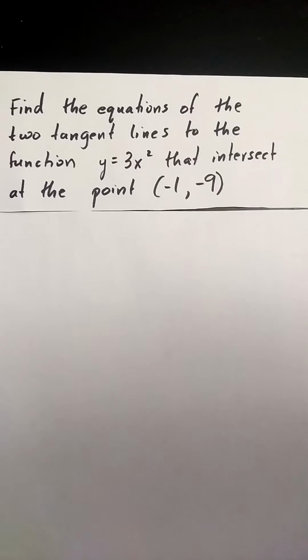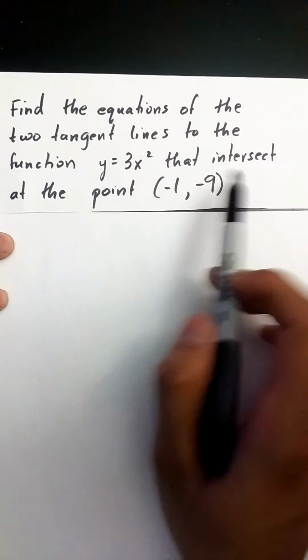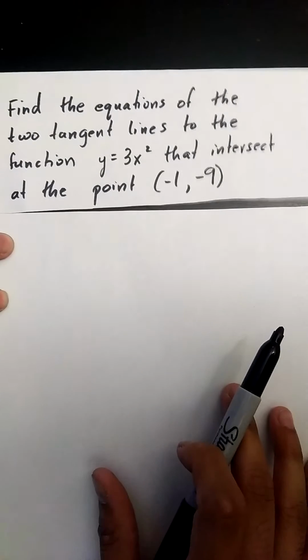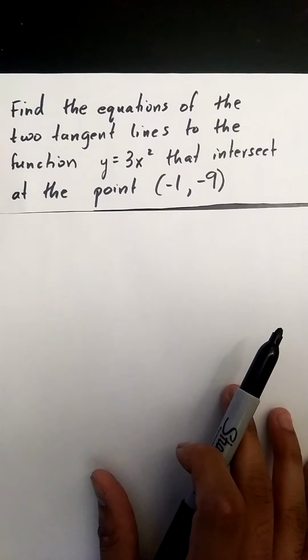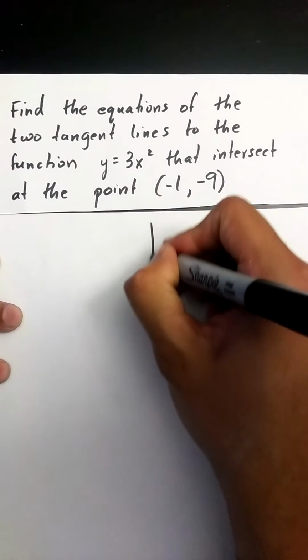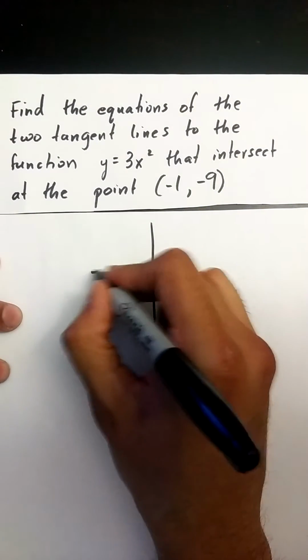Alright, so in this question it says find the equations of the two tangent lines to the function y equals 3x squared that intersect at the point -1, -9. Now, extremely difficult question if you don't sketch this out. I'm going to start with a sketch. I always recommend a sketch for harder problems.